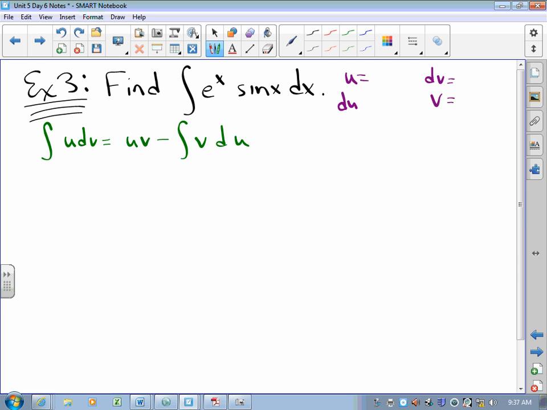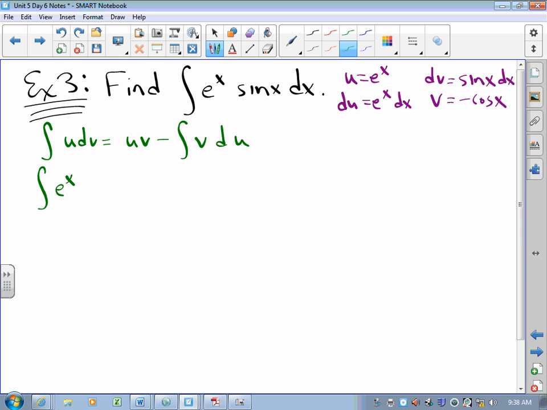Both of those have easy derivatives. Both of those have easy antiderivatives. And so I'll just pick u. I'll pick e to the x. Doesn't matter. We're going to get to the same place. e to the x's derivative is easy. Sine x's antiderivative is easy. And so it's just straight substitution.